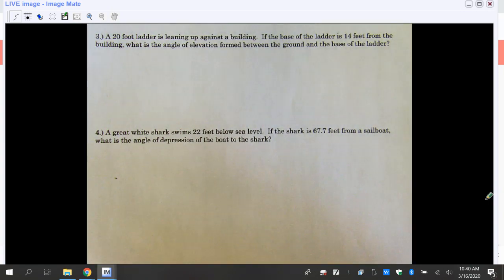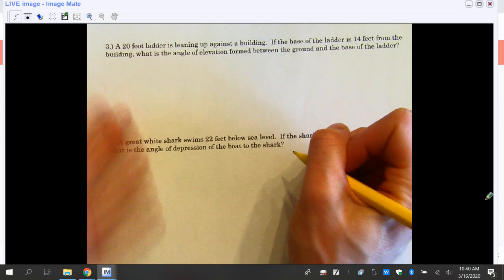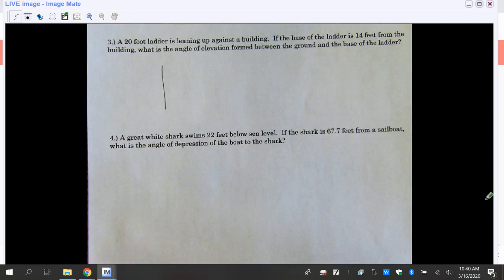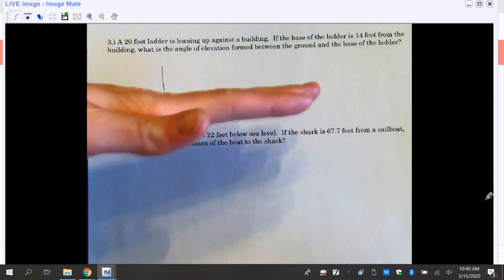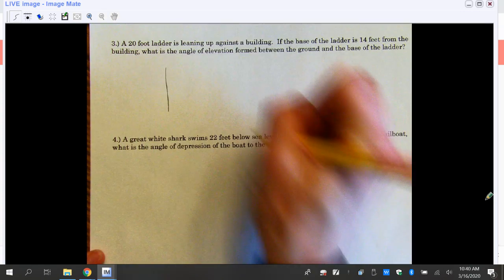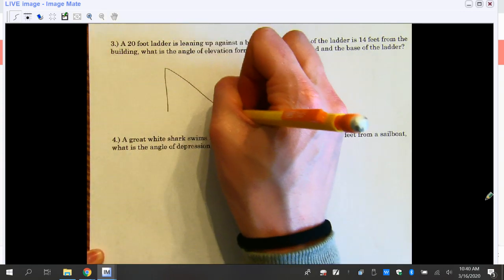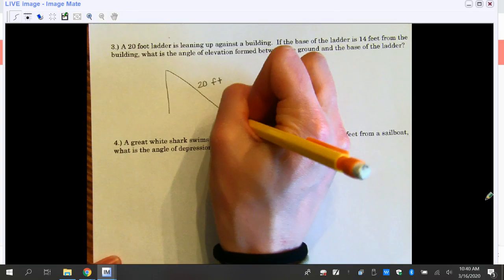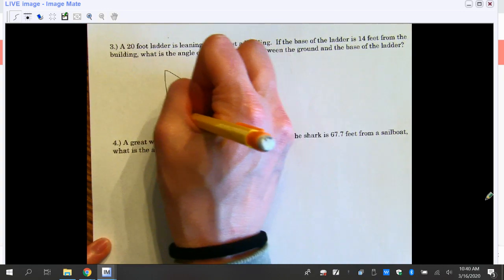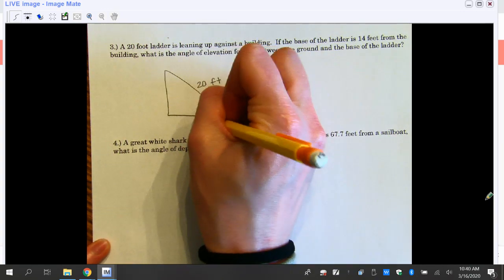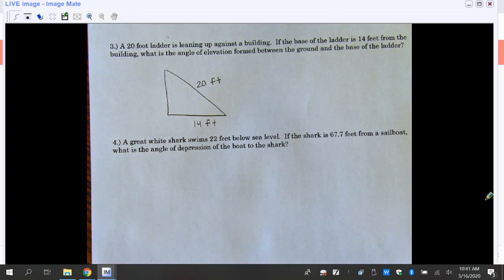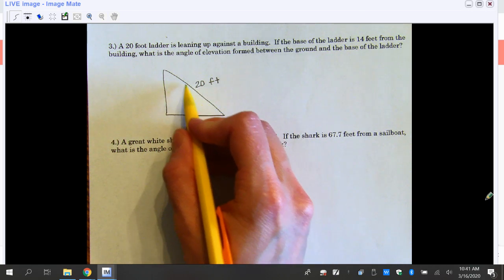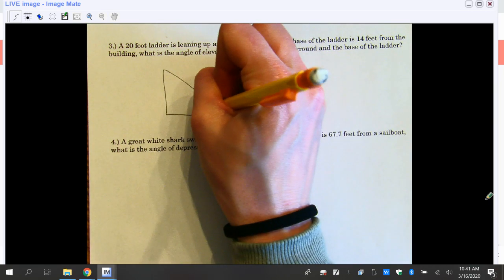So this is a 20-foot ladder leaning up against a building. Okay, so if here's the building, it's going to be straight. I hope the building's not the slanted one, right? So there's the building on the ground. The ladder is what's leaning up against it. So here is where I'm going to put my 20 feet. It says the base of the ladder, so here's the bottom of the ladder, is 14 feet from the building. What is the angle of elevation between the ground and the base of the ladder? So this is the angle that I'm looking for.